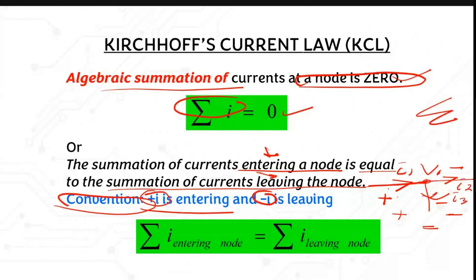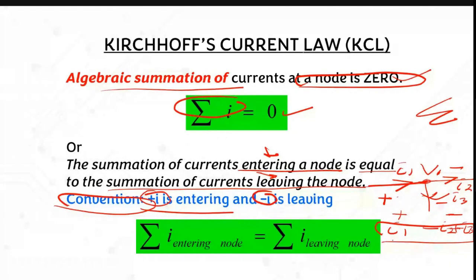So you put the summation of the positive current on one side and the negative current on the other. Positive is I1, and the negative is I2 plus I3, because we have two currents leaving this node. So you sum these two, I2 plus I3. Then you will have this equation for your node voltage.